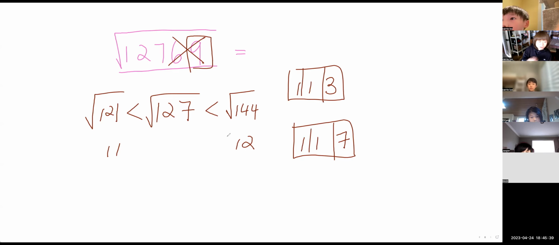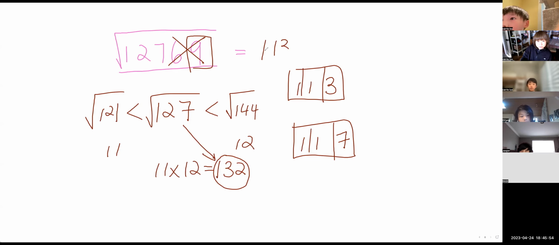So it is 3-digit. I can see 11 times 12 equals 132, right? So we compare with this one. So 127 is smaller than 132. So we pick the smaller one. So 113.